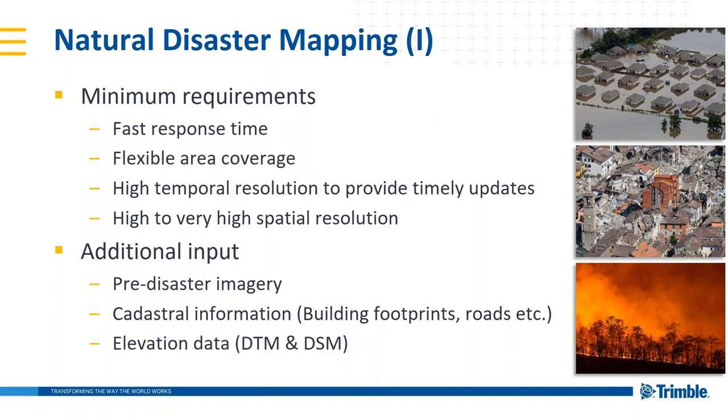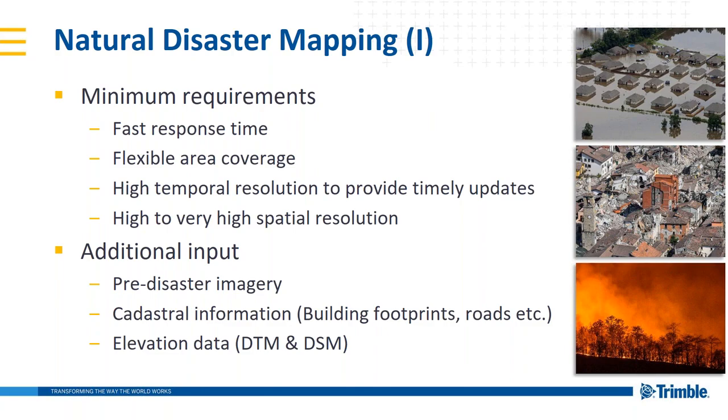We also need flexible area coverage. These events don't always occur in the same spot. They are oftentimes relatively unpredictable. So in this case, satellite imagery is ideal. We have that coverage around the clock, around the globe, and it also gives us a wide coverage area. In addition, high temporal resolution. So how often are we getting the data, and can we provide timely updates? The more frequently we get data, the better it is for such situations, because we can update the information that we're sending out to people making decisions.